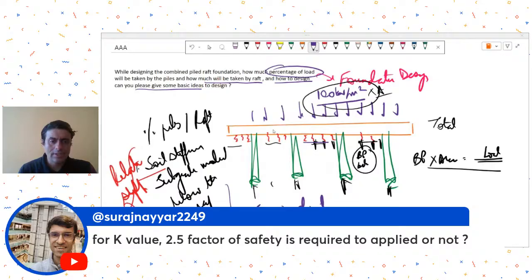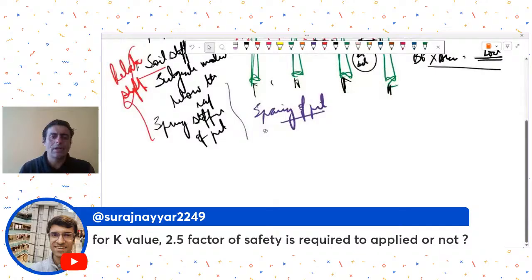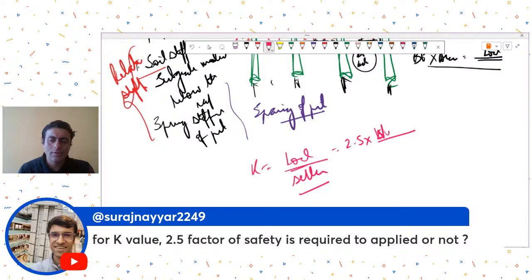Mr. Suraj Nair is asking whether a factor of safety of 2.5 is required to be applied to the K value or not. We have discussed this issue a number of times before: the K value that you get is the stiffness, so it is the load upon settlement. If you take the ultimate load, say multiplying 2.5 into SBC, and divide it by settlement to get some K value, you are not supposed to stop at this K value.